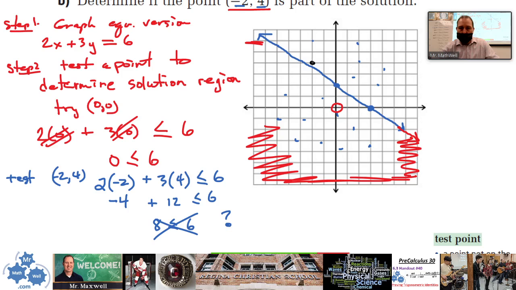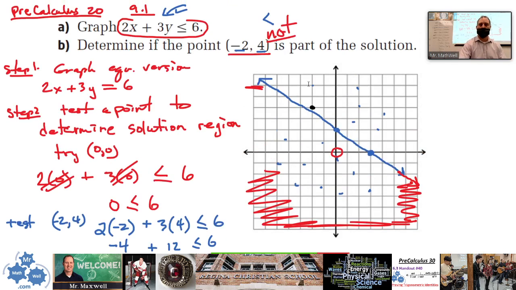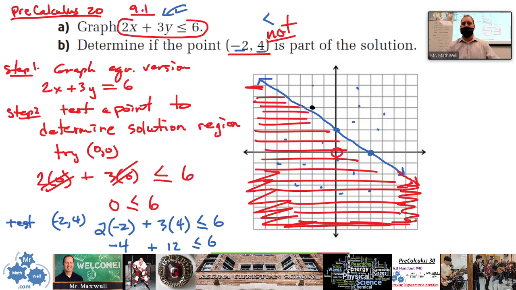So good news, my shaky line is still good enough to clue me in on whether that's part of the solution or not. All right, so again, shade the solution. Just quickly, with your pencil, whatever, just shade the side of the line that contains all the points that are in the solution. There are 2 ways you can check if a point is in the solution region: 1, look at the graph and see what side of the line it's on, or 2, test the point and see if the inequality is true. Okay, any questions there?